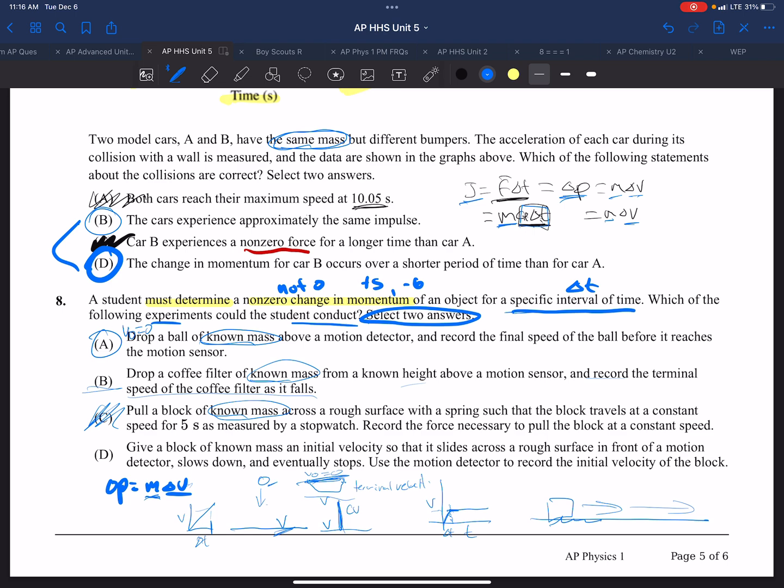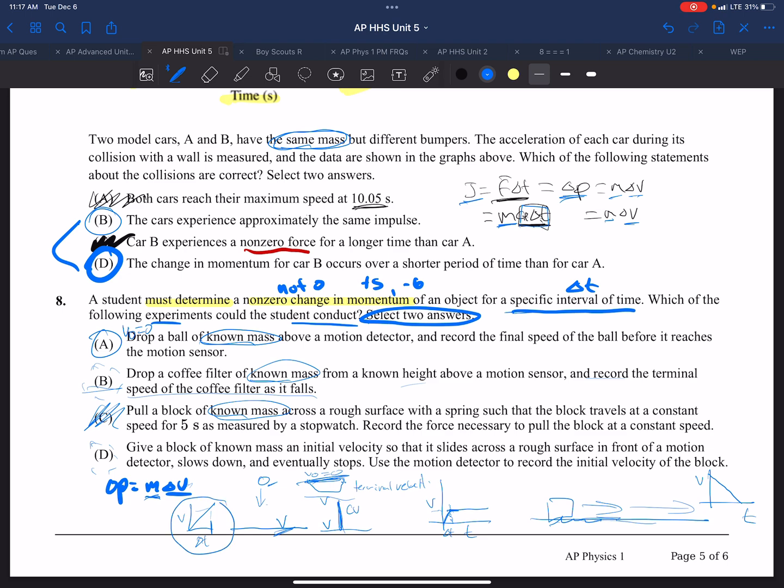Give the block a known mass and initial velocity so it slides across a rough surface in front of a motion detector, slows down, and eventually stops. So here's our v and our t. And if it's a rough surface, it will do this over time. If the force that the roughness of the surface applies to it is the same as it's flying over that surface, the velocity will experience a constant acceleration like that. And so when we look at the choices, it looks like A and B and D are possible.